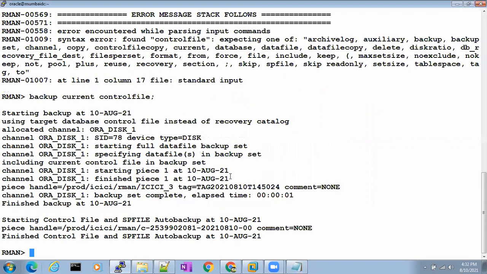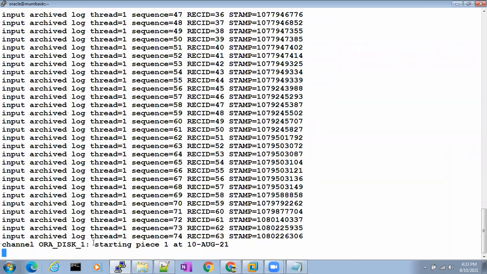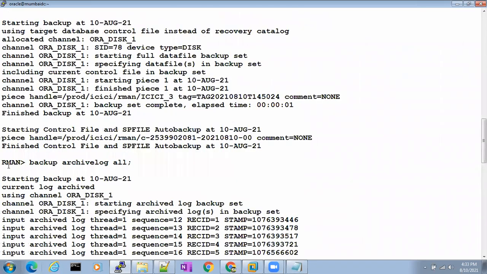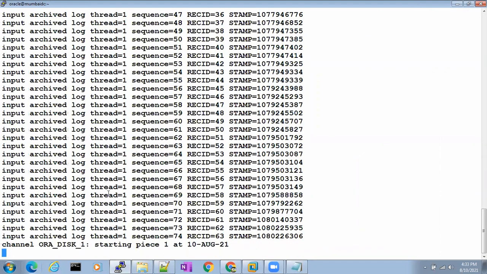What is the command? Database archive log? No, backup archive log all. Backup archive log all. This is the command. Okay. You see, the backup is happening.